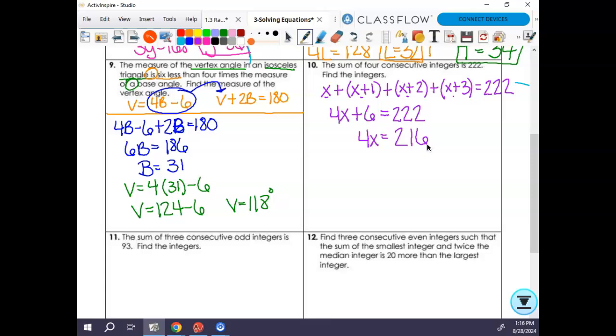All right, so then I need to divide both sides by 4. And tell me what you get. 4 goes into 21 how many times? 5. With 1 left over, so I get a 16. 4 goes into 16 4 times. Okay, so I got x is 54, and I want all 4 integers. Well, remember, we started with our first number was x. So that means my 4 numbers are 54, 55, 56, and 57.